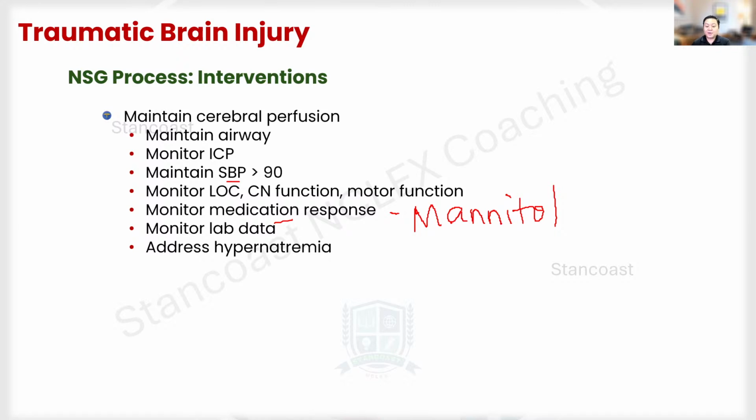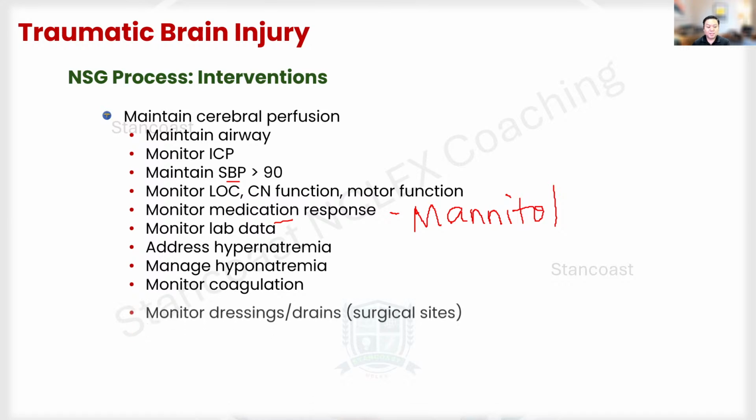Gradual correction of the hypernatremia. What else? Managing the hyponatremia. We have to gradually correct that as well in order to prevent the ODS. And we have to monitor the patient for their coagulopathy, especially that they will end up with that DIC. So we will be monitoring the PTT as well.